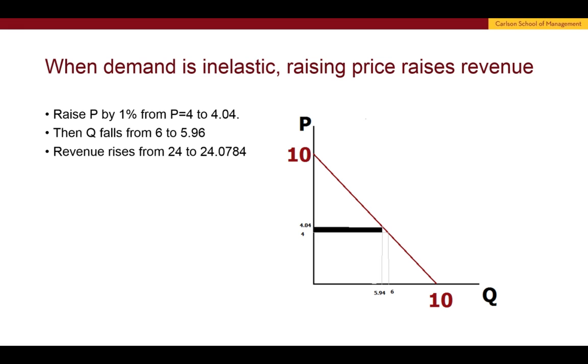Let's just think what would happen to revenue. Revenue had been 6 times 4, or 24, but now it's 4.04 times 5.96, which is a little bit bigger than 24. It's 24.0784. So when the demand is inelastic, that is, when the price elasticity of demand is in an inelastic range, then raising the price raises revenue.